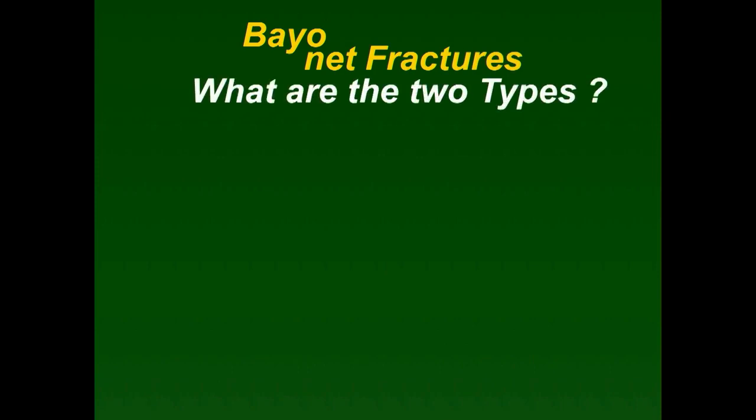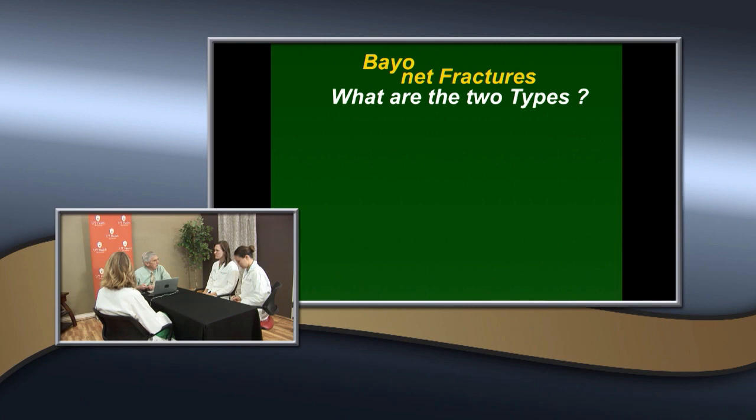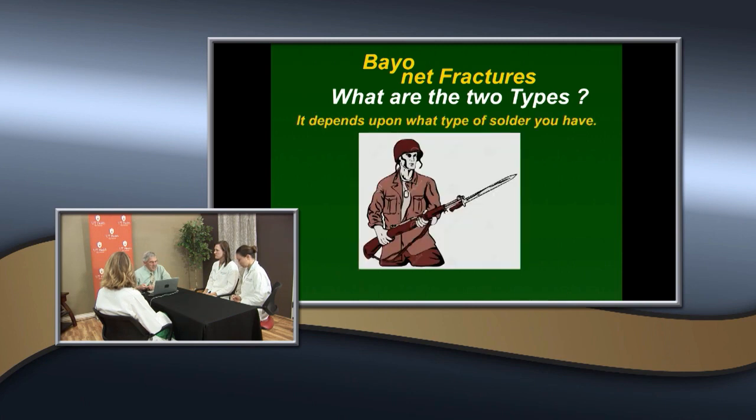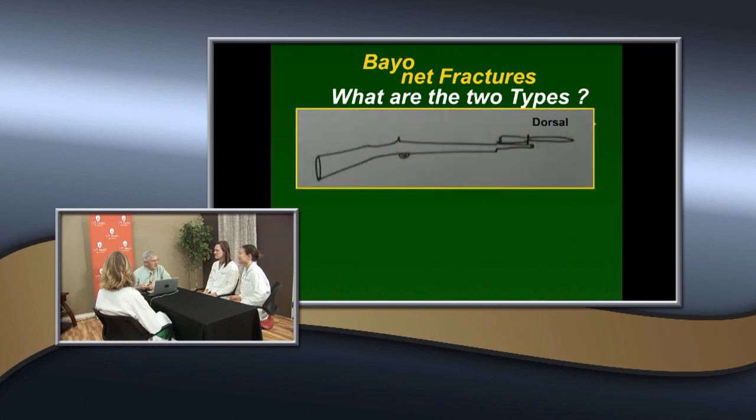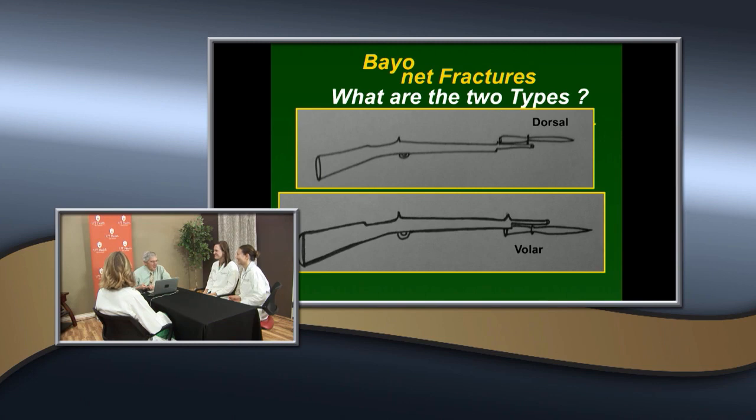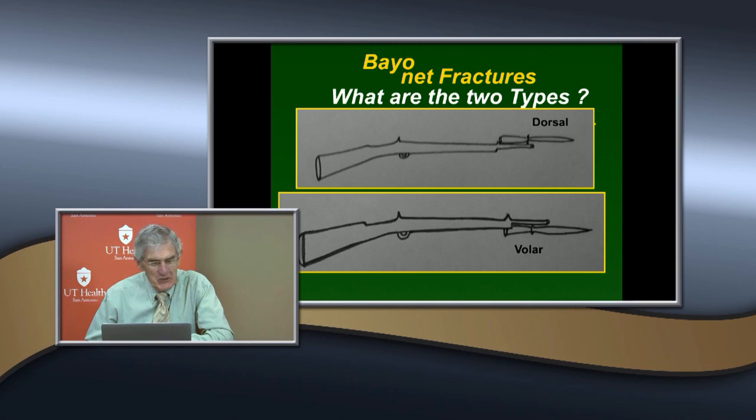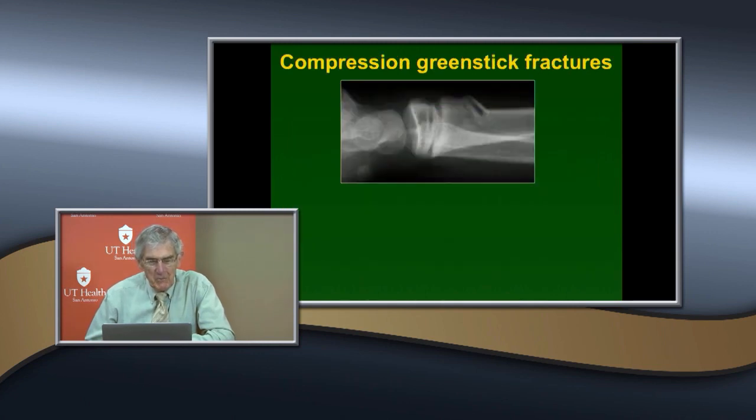So, in bayonet fractures, there are two types. What does it depend on? Well, it depends on what kind of soldier you have. Yeah. So, what kind is this one? Well, this one, either dorsal bayonet or volar bayonet. I think I looked at soldiers with bayonets, and most of them are volar bayonet. I think it's because if you put it on the dorsum, you can't see the sight when you're shooting at a long distance. So, now we'll go back to greenstick fractures.